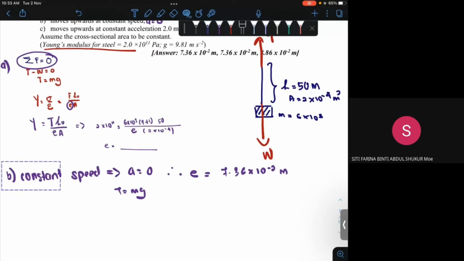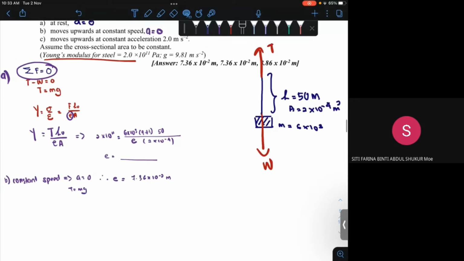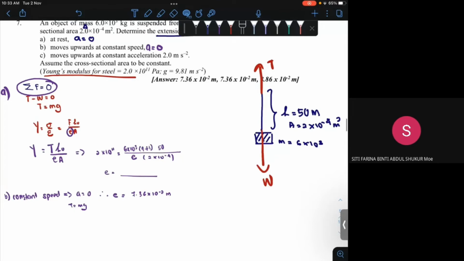Alright, so next part of the question adalah dia kata moves upward at constant acceleration. Maksudnya your object now, walaupun dia ada tension dan juga weight ke bawah, however the object is moving up, with acceleration sebanyak 2 meter per second. Relate dengan soalan chapter 4. Dalam chapter 4, kalau ada object attached to the string, ada possibility untuk dia turun ke bawah atau naik ke atas, betul tak? So dalam kes ni dia tengah naik ke atas.